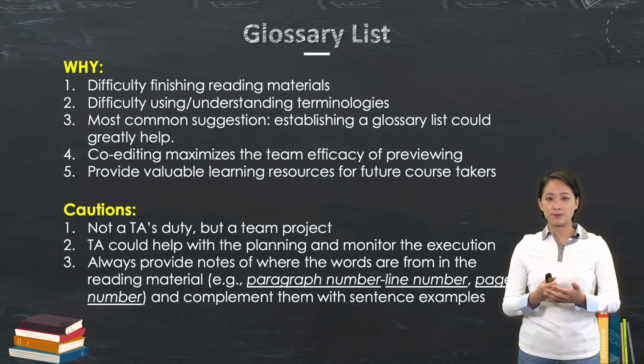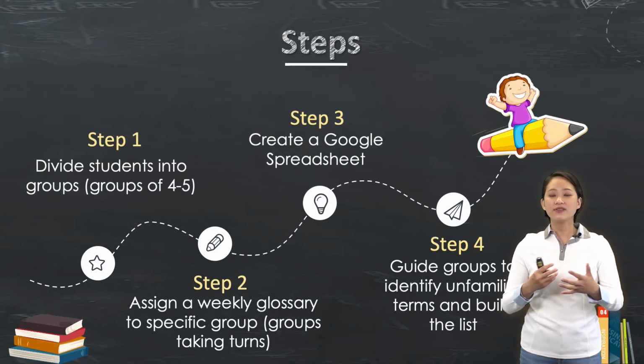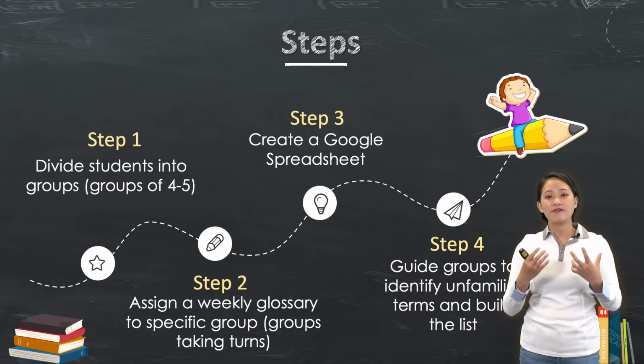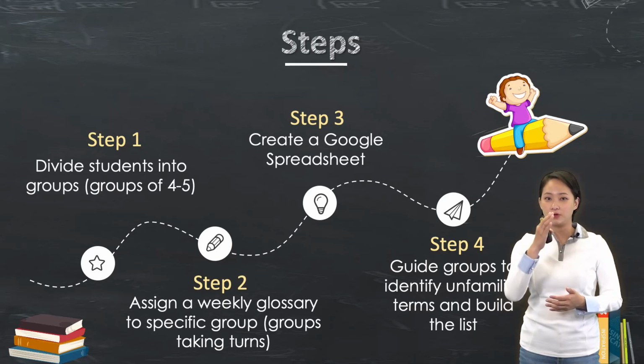Now that we've established the importance of glossary lists, let's move on. What are some of the steps that we could recommend you to take? Step 1 would be to divide the students into smaller groups, possibly 4 or 5. Then you will assign a weekly glossary to specific groups, or different groups can take different terms. These students will create different Google spreadsheets, but under the same folder. And then last, as a TA, you will guide these different groups to unfamiliar terms and build a list where you will be monitoring their performance.